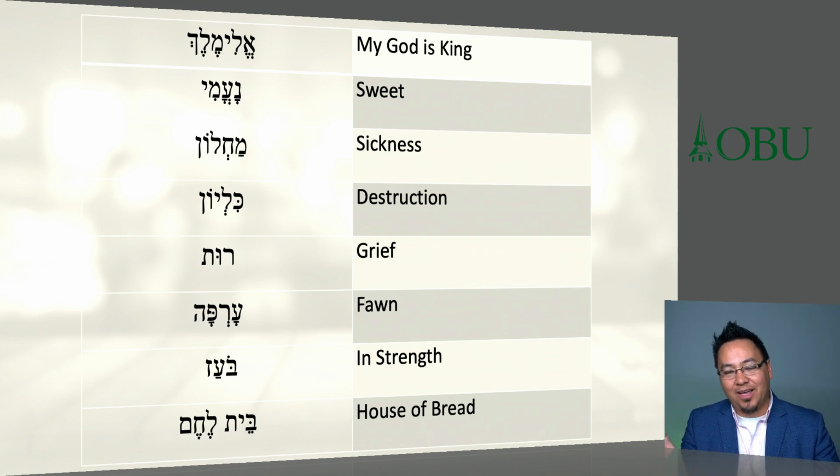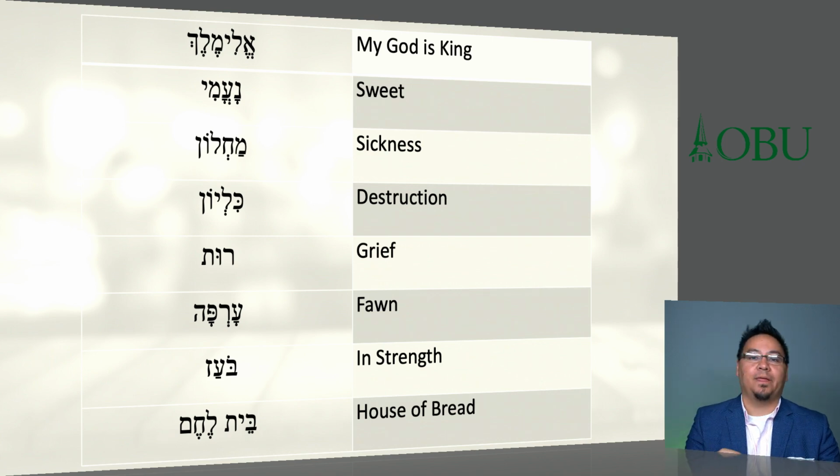Then we have the guy who is the Redeemer, and his name is Boaz. Boaz literally in Hebrew is in strength. And so in strength, he saves this family. He saves Naomi and he saves Ruth. He, in strength, undoes the grief of Naomi and of Ruth, right? And then we finally see Bethlehem, which is the town where they're from, ultimately the city of David, right?